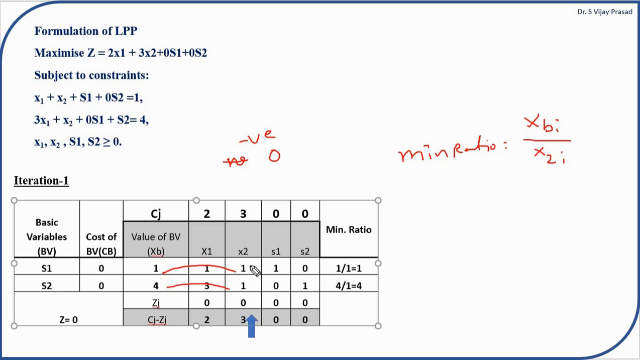Here there is nothing to worry about, as all are positive values. That is the reason I calculated the minimum ratio. After calculating, which one is the minimum value? Out of these two values, 1 and 4, you have to select the minimum. Now, 1 is the minimum value I am going to select.